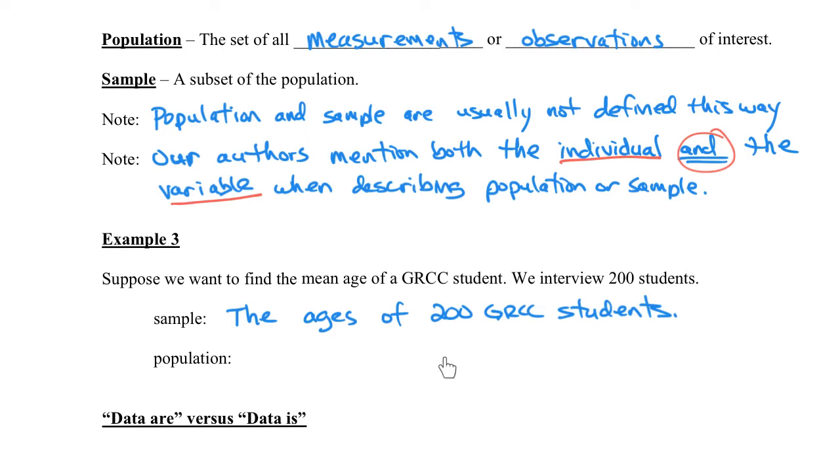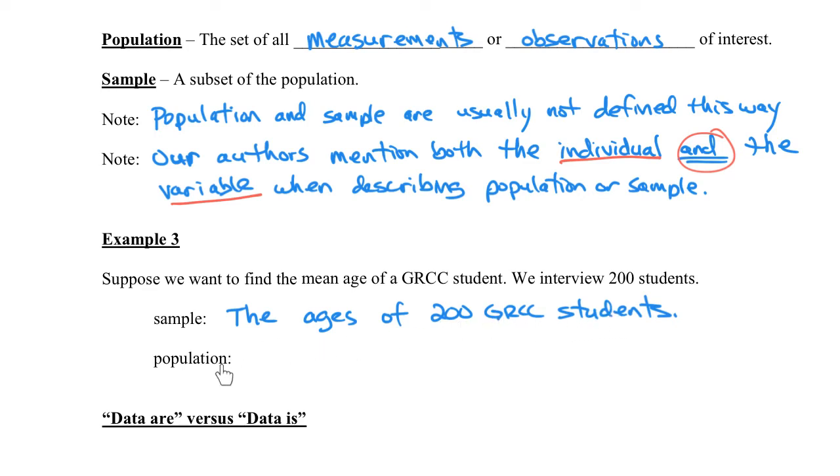Okay, so this is the sample the way our book defines it. The way most books answer this question, they would say 200 GRCC students. Most books, when they define the sample, they just talk about the individuals of the sample. But our authors are very particular about sample and population. Our authors say, also, tell me what you're measuring. What are we measuring? Student height? No. Student GPA? No. We're measuring their ages, so we need this. So the sample is the ages of 200 GRCC students.